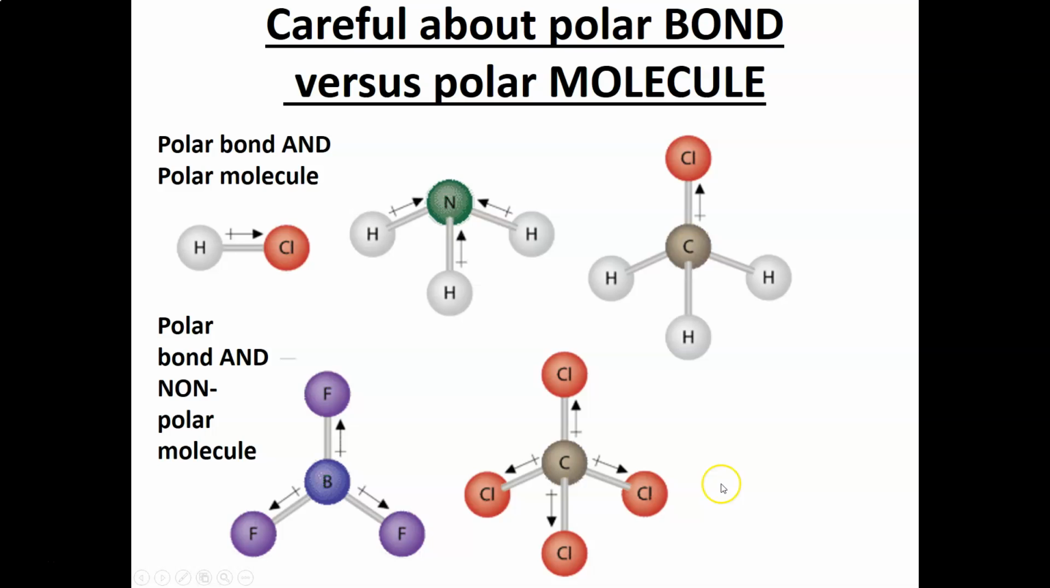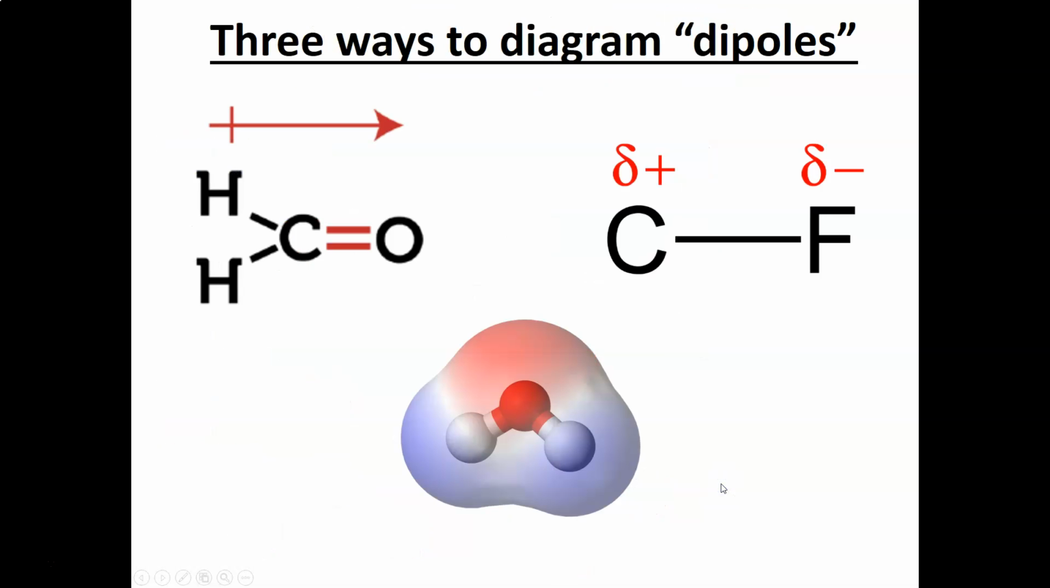I'm just going to show you a couple of ways that you can diagram this polarity, what we call the dipoles. You've seen the arrow method. You could draw it for each bond, or you can just draw one big arrow for the whole molecule. I like doing that because it's not as messy and it's a lot faster. Down here, you see the bubble method again. And then this is the way I really like. I like drawing what we call partial positive and partial negative. That's another way you can diagram it.